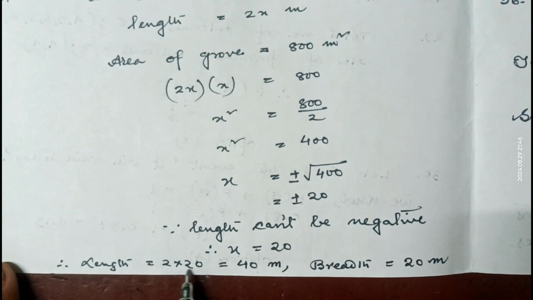Now length is twice of x, so length will be 2 into 20, which will give 40 meter, and breadth is x, so breadth is 20 meter. So length is 40, breadth is 20 is the required answer.